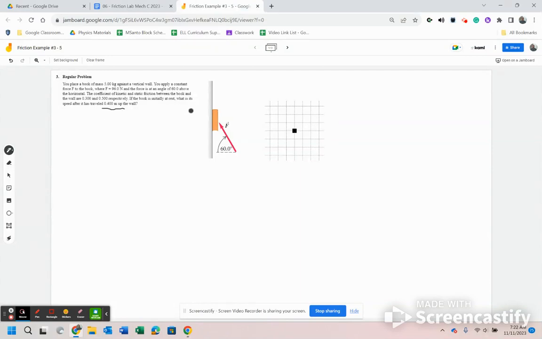An important piece of information here that puts everything into context is that it's sliding up the wall. So if it's sliding up the wall, we have to think about this in terms of friction. If it's moving up, friction should be going down. Also implied in this, and we'll get to the math later, is that it's moving, so it's going to be kinetic friction.